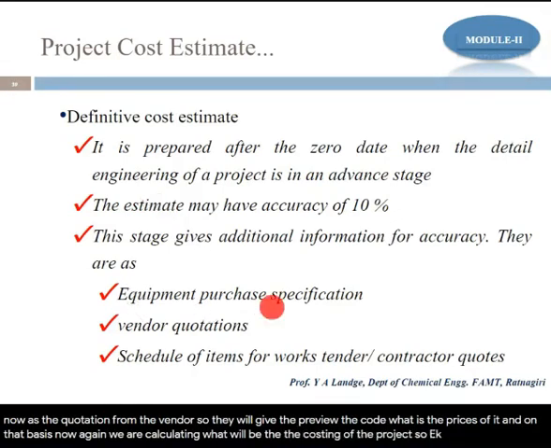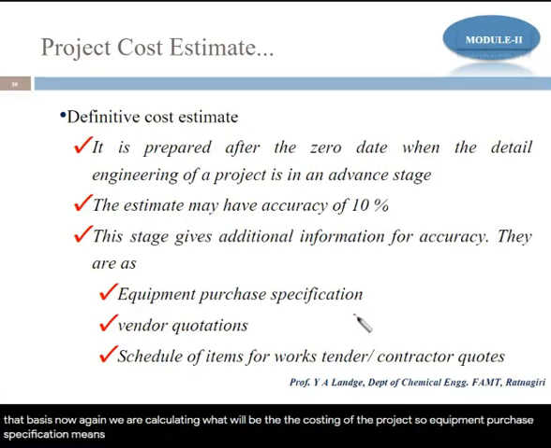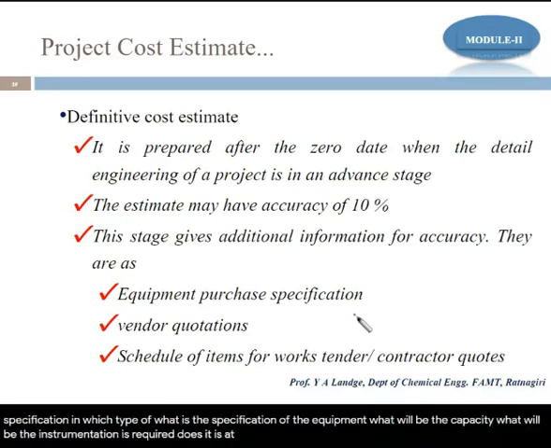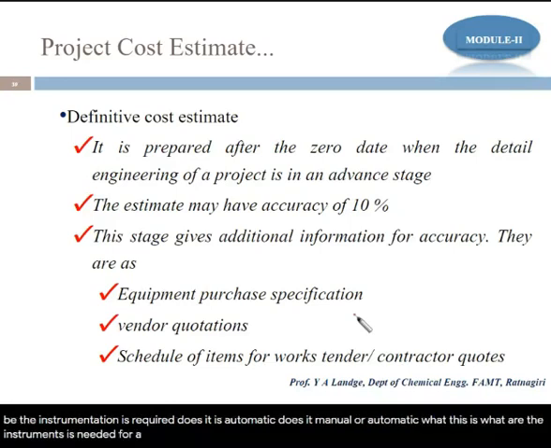So equipment purchase specification means what is the specification of the equipment, what will be the capacity, what instrumentation is required, is it automatic, manual or semi-automatic, and what instruments are needed for it. Everything you have to make in the purchase specification.